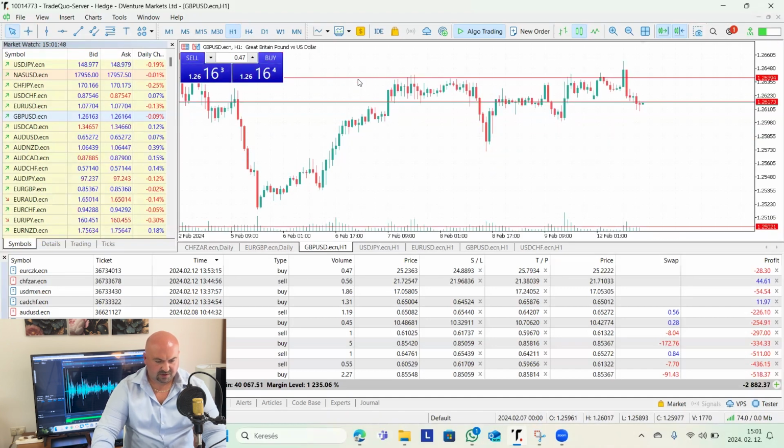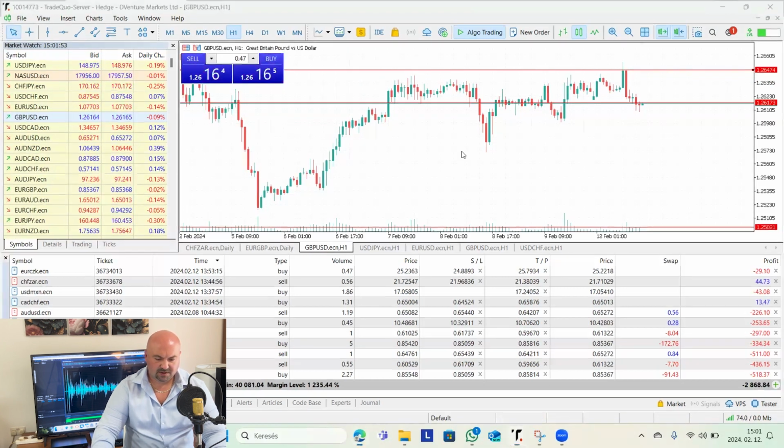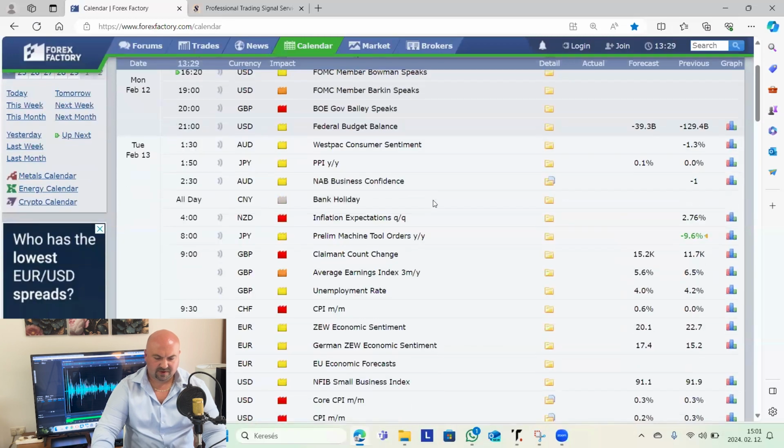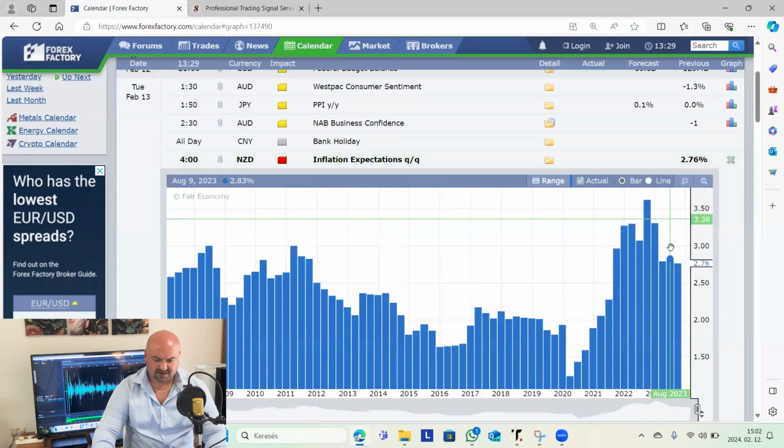Let's see what we have tomorrow. Tomorrow we are opening the day with the New Zealand dollar. They're gonna have CPI data, inflation expectations quarterly. It's 2.75. So let's see what they're gonna say, as if it's lower, then the New Zealand dollar can weaken. I have some New Zealand positions against the USD, for example.